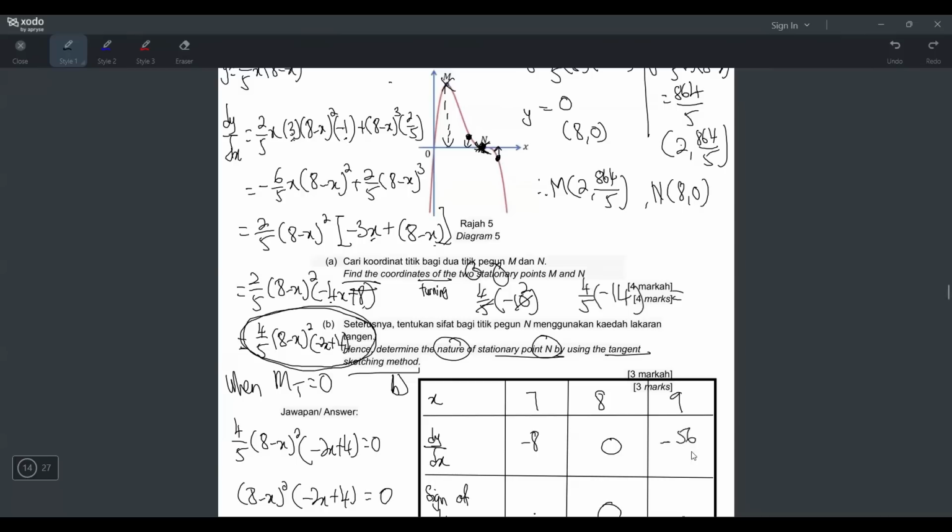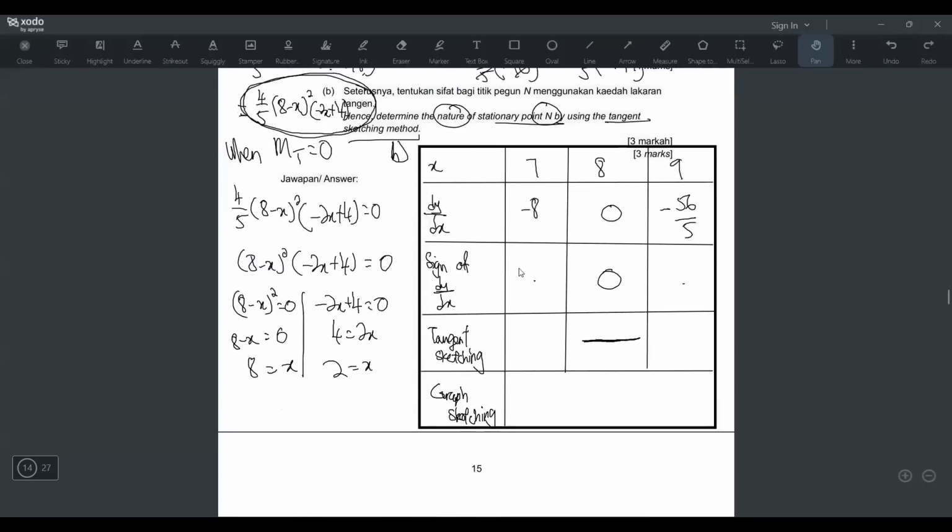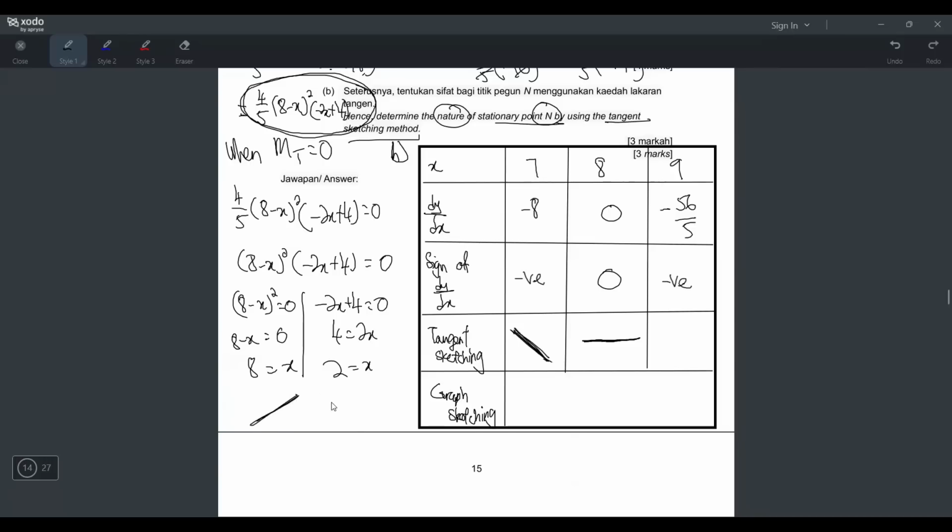But actually, we don't care about the value. We only care about the sign. That is why this column is to write the sign. So this one, the sign is negative, right? This one, the sign is negative also. So how will the tangent line look if the gradient is negative? It will go down, because if the dy dx sign is negative, it means the gradient tangent is negative. If the line gradient is positive, the line will go up. If the gradient is negative, it goes down like this. For this case, it's negative also, so it's like this.